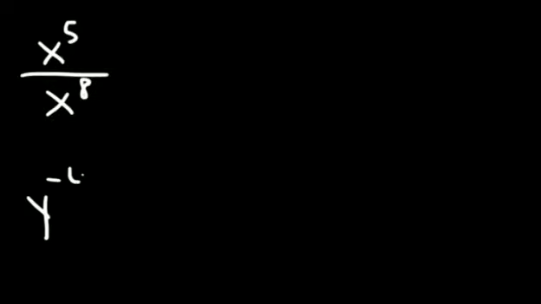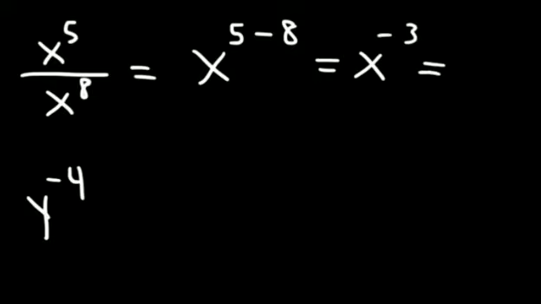Now let's try some more examples. So go ahead and work on this problem. X to the 5th power divided by x to the 8th power, and also y to the negative 4th. Go ahead and simplify these problems. So for the first one, we can do simple subtraction. So we have 5 minus 8, which is negative 3. Now we need to get rid of the negative exponent. Typically when you're in an algebra course and you want to simplify the variables, your goal is to get rid of any negative exponents. So the final answer is 1 divided by x cubed.